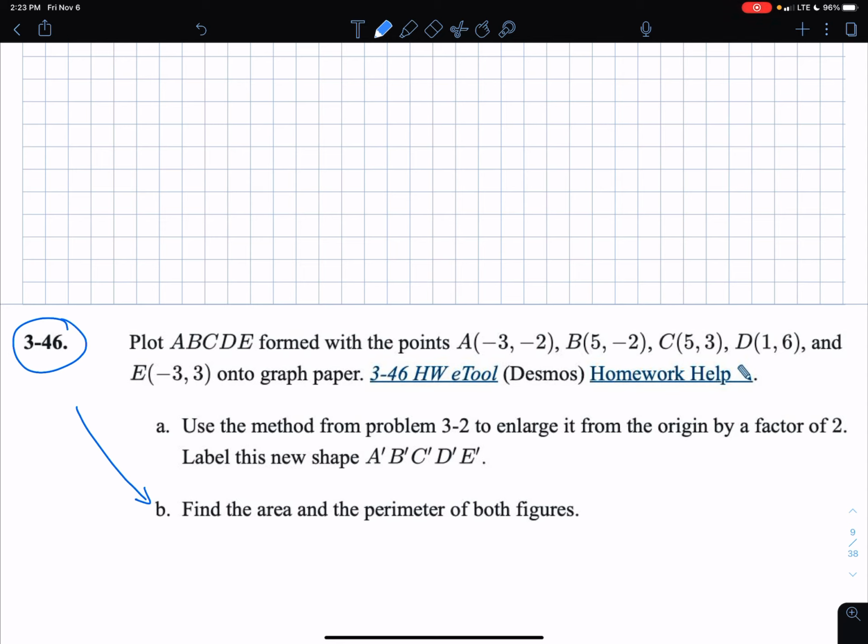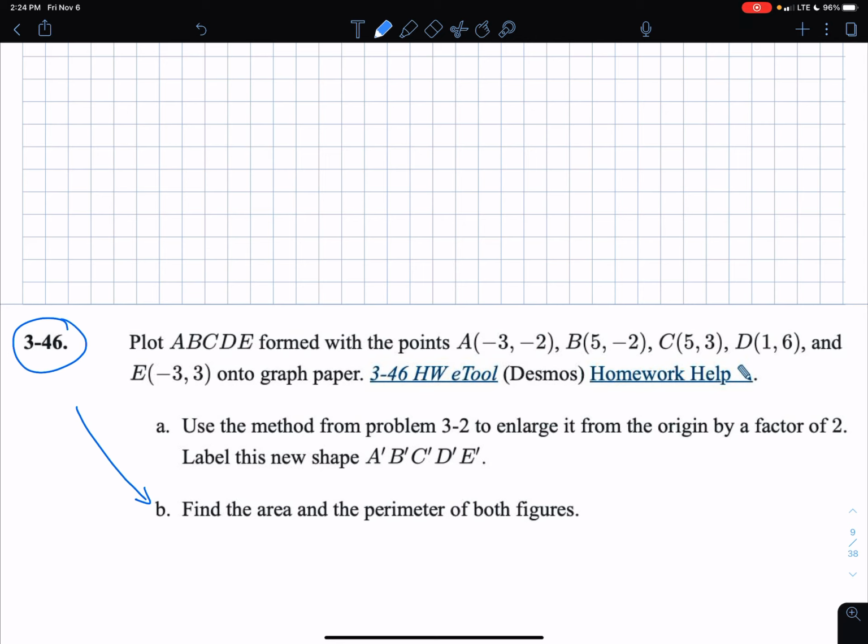We will talk about the area and perimeter of one figure, and then I'll leave you with how we went about that and the process to go about finding the area and perimeter for one figure. And then it will be a very similar process to find the area and the perimeter for the second figure. And so you can run with that process and challenge yourself and try to apply it on that second figure. So here we go.